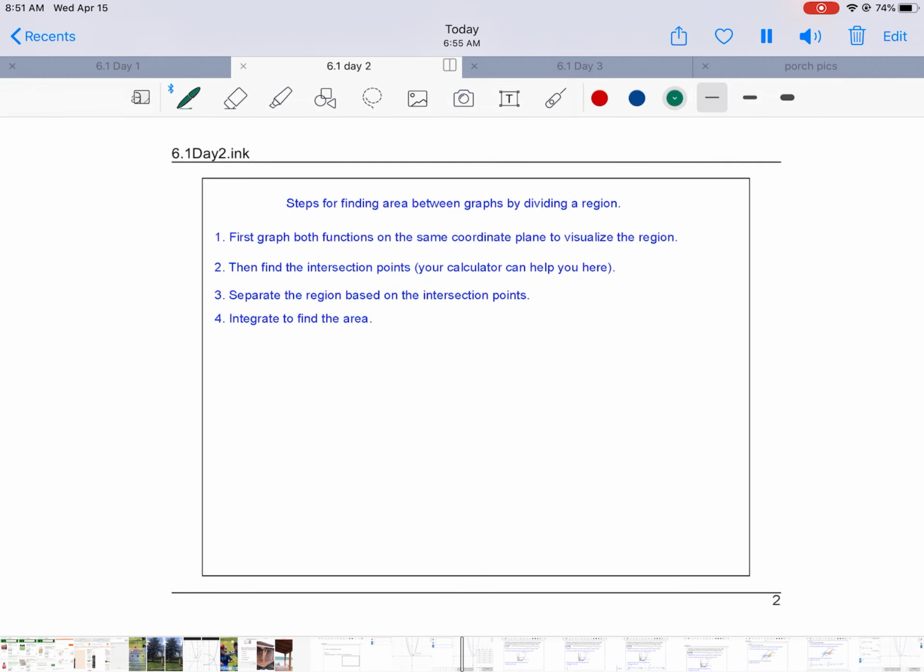All right, so for today, steps are really similar, right? We're still going to have to get the picture, so we have to graph the function. Sometimes there's more than 2. We find those points of intersection. Calculator definitely can help here. And then we separate the region based on those intersection points. And finally, we integrate to find the area. So we will be creating adjacent integrals and adding their answers together.